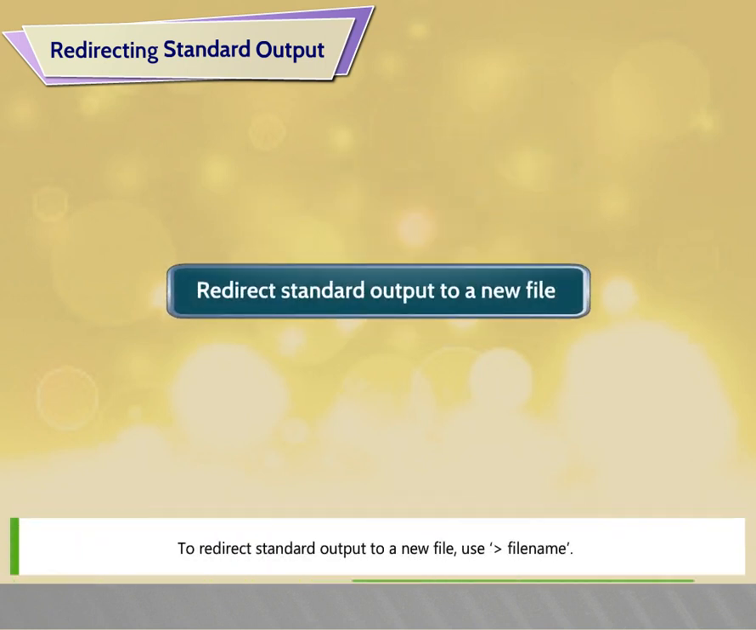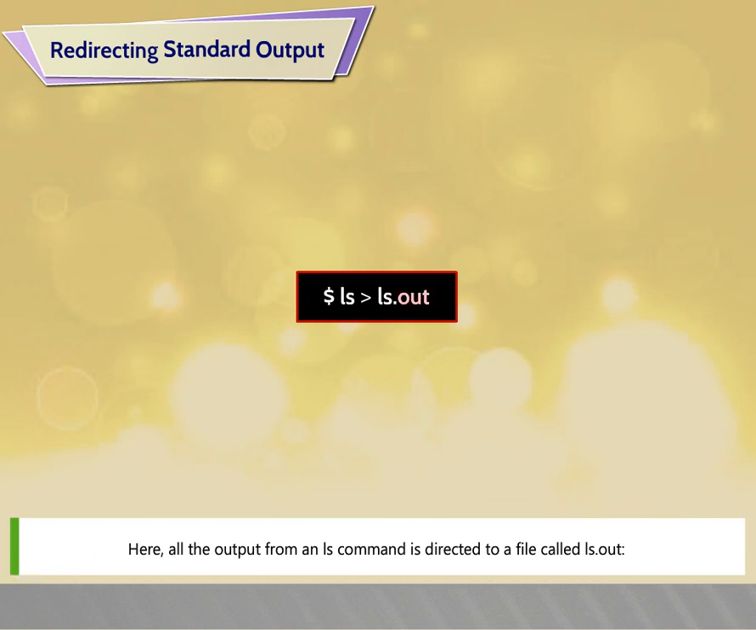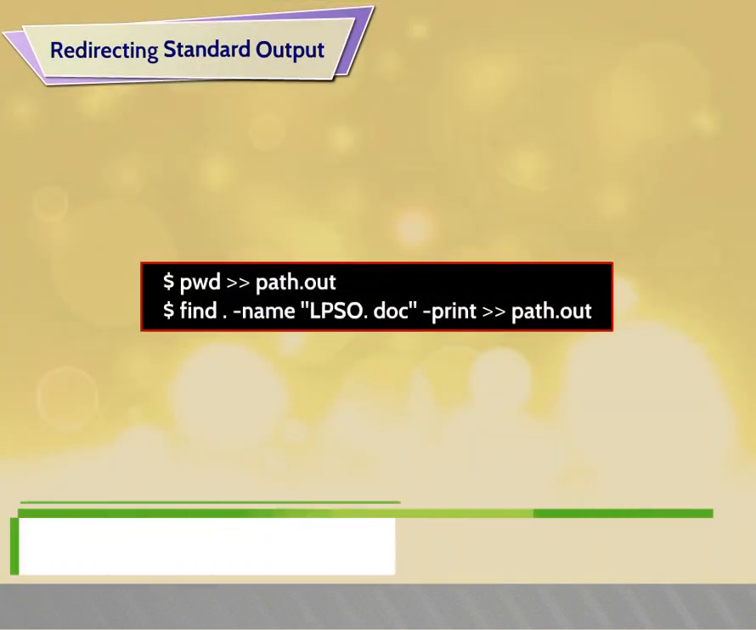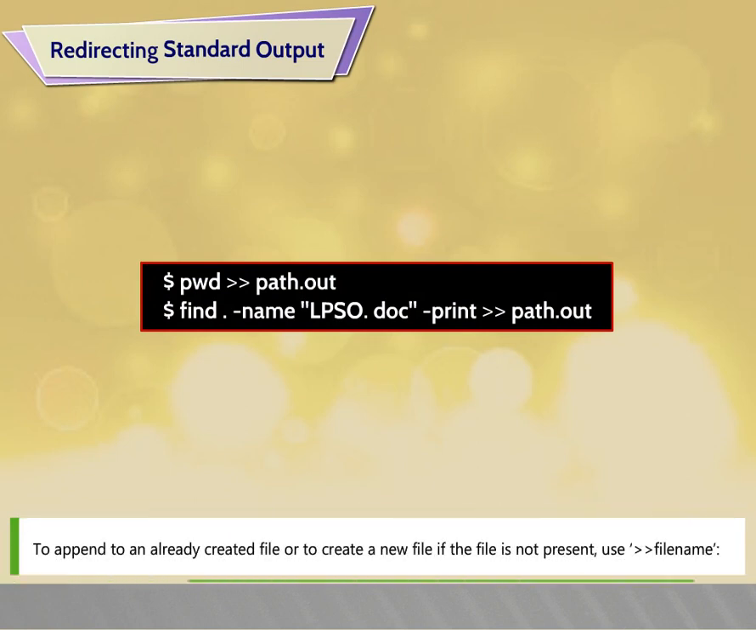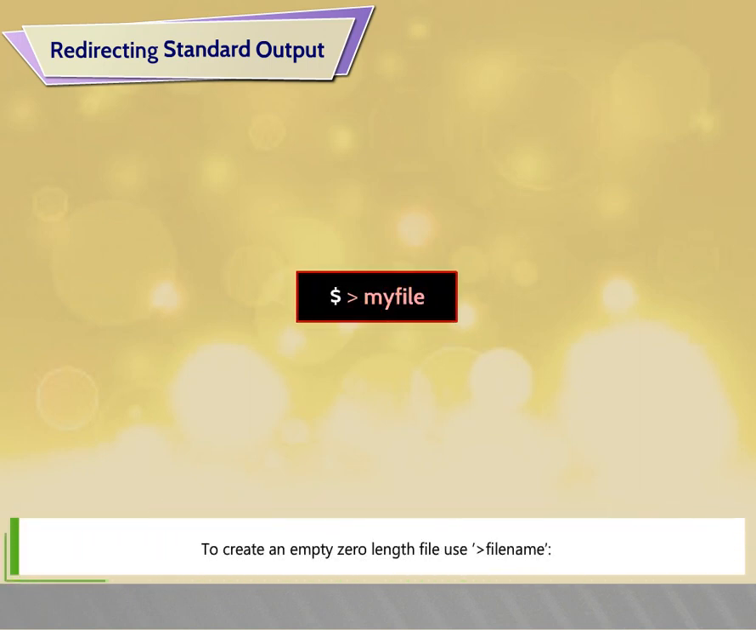To redirect standard output to a new file, use the redirection operator with the filename. Here, all the output from an ls command is directed to a file called ls.out. To append to an already created file, or to create a new file if the file is not present, use the append operator with the filename. To create an empty zero-length file, use the redirection operator with the filename alone.